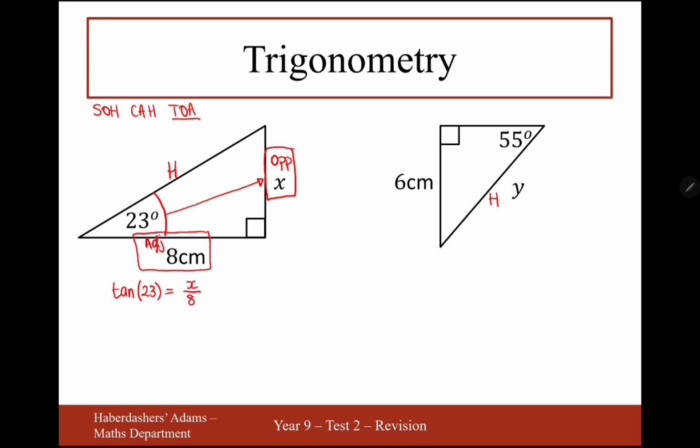This is where we now need to reach for our calculator. So tan 23 is 0.424 equals x over 8. Now we've got a little equation: we've got 0.424 equals x divided by 8.